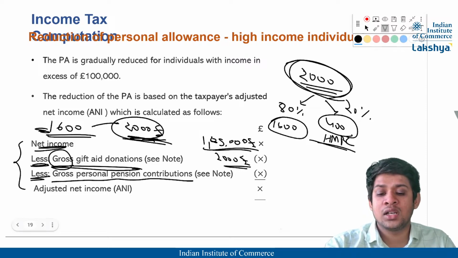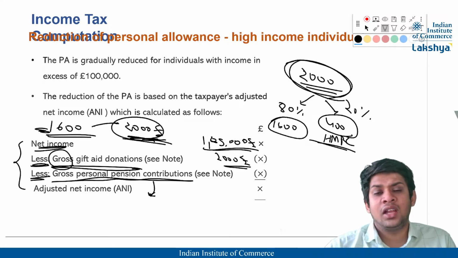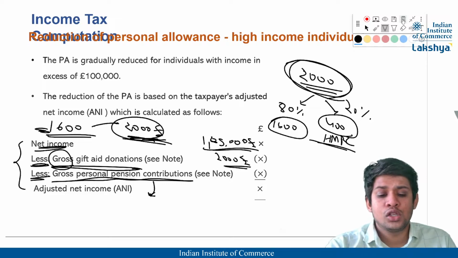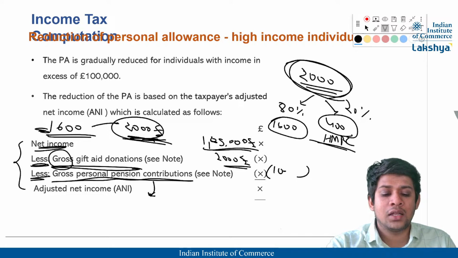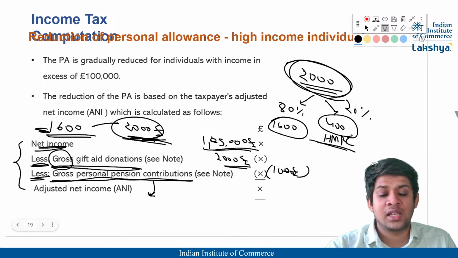Less any gross personal pension contributions. If I'm making any pension contributions towards my pension scheme, that is for my future benefits, when I become old and will need that money. So obviously I'm saving it for my future livelihood, which is why those will be deducted here while computing the adjusted net income. So maybe I contributed 1,000 pounds to my gross personal pension scheme. How it is gross and all that you'll understand in the pension scheme chapter.